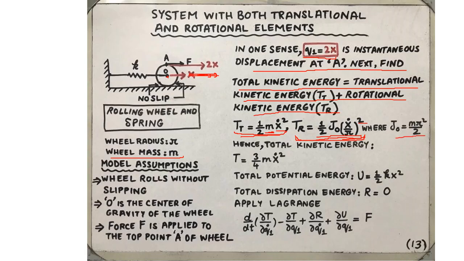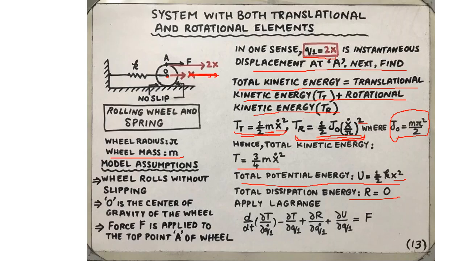And J naught is the mass moment of inertia of a cylindrical disk. That is mr squared divided by 2. The total kinetic energy, the sum of translational and rotational kinetic energy, becomes 3 over 4 m x dot square. The system also has some potential energy due to the spring. That is simply half times the spring coefficient, the stiffness k, times the displacement square. There is no friction in the model, hence R equals 0.